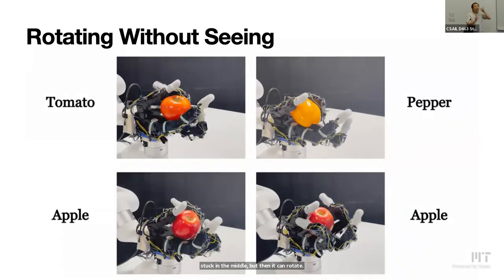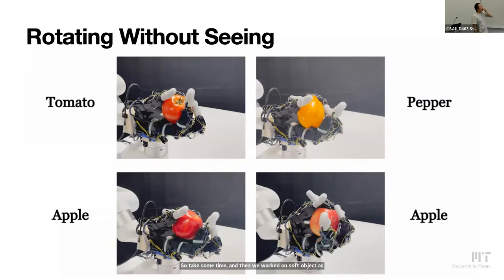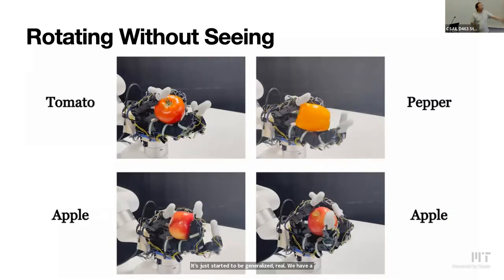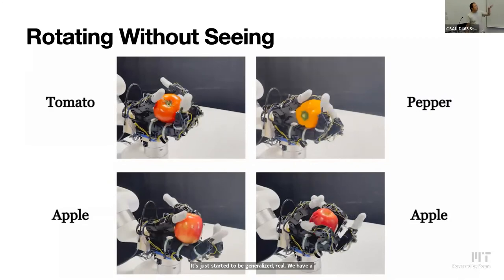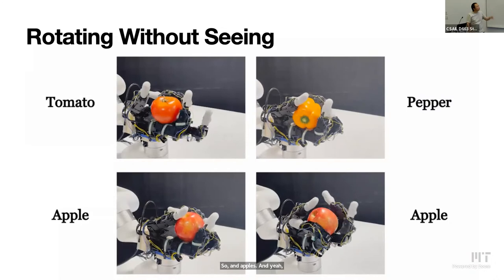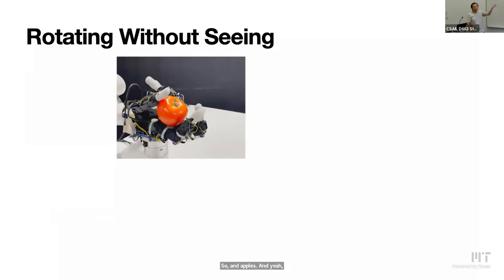And then we work on soft objects as well. Nothing is trained in simulation. It's just directly generalized to real. We have a tomato. Used it multiple times, still working. Apples too, so it still works reasonably. So at least it's not squeezing it.